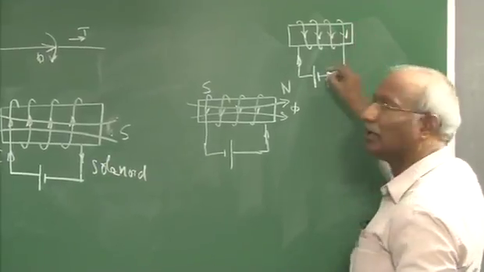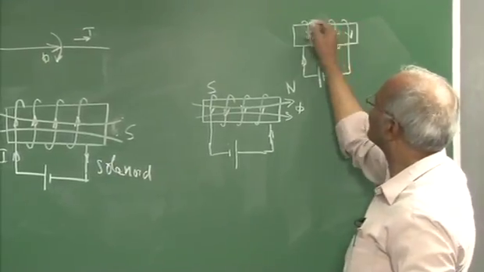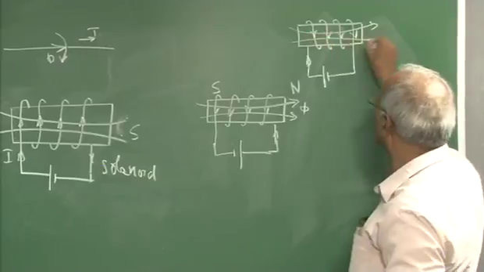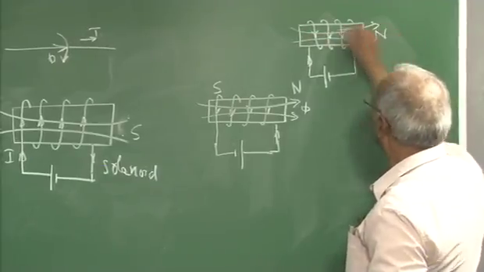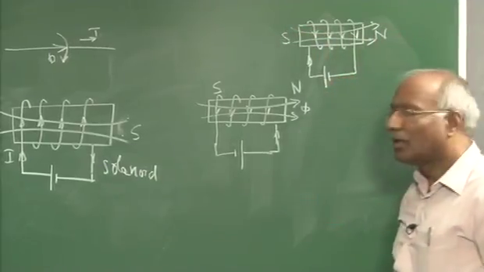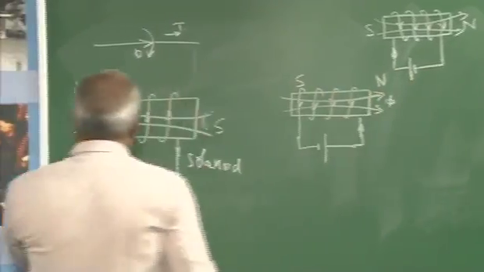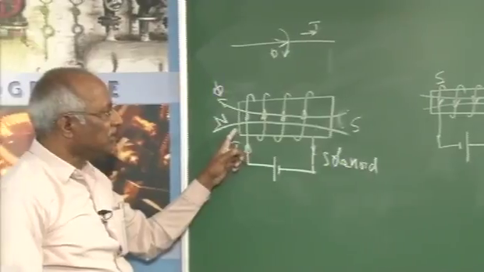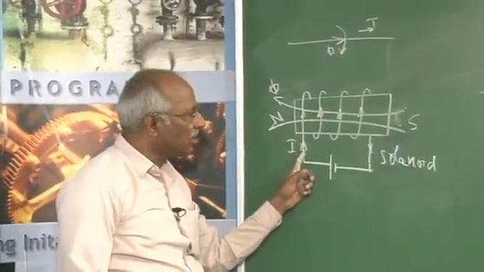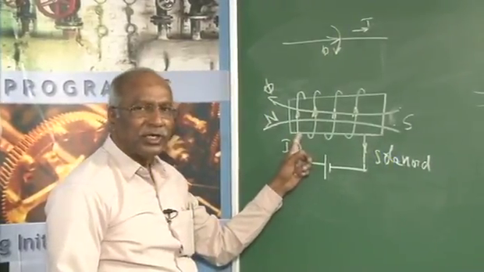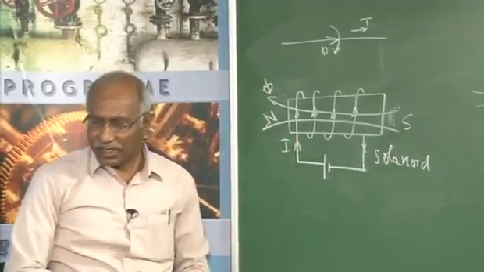It will be this way. Therefore, the direction of the flux produced is like this. This is the north pole and this will be the south pole. So, the direction or polarity of the pole can be changed by changing not only the direction of the current, but also the direction in which it has been wound. And that has been illustrated here.